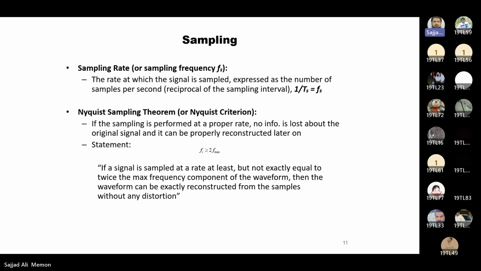So if it is done at the proper rate, no information is lost about the original signal and it can be properly reconstructed later on. So this statement says that f of s, that is the sampling rate, should be greater than or equal to twice the maximum frequency. In the coming slide we will see that this will change from this statement to sampling interval should be greater than twice the maximum frequency.